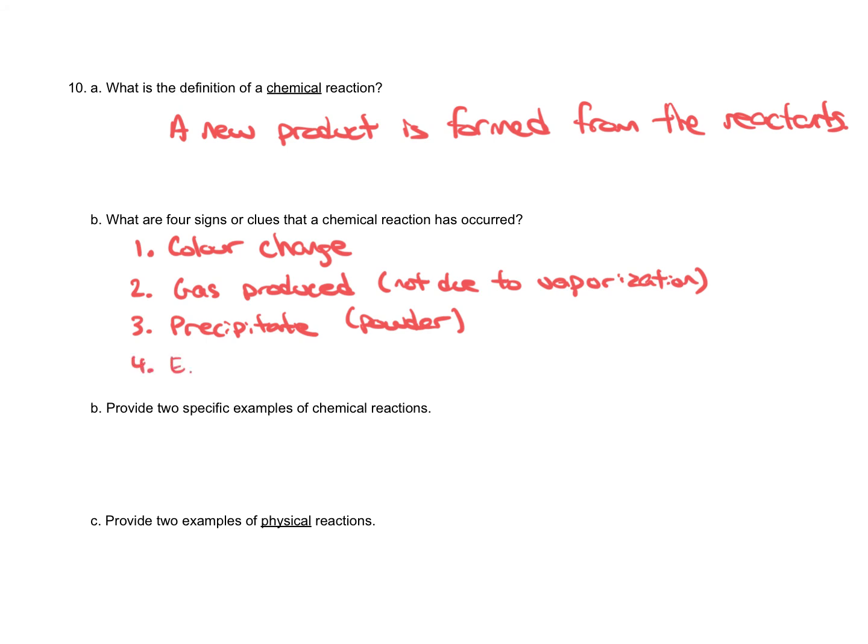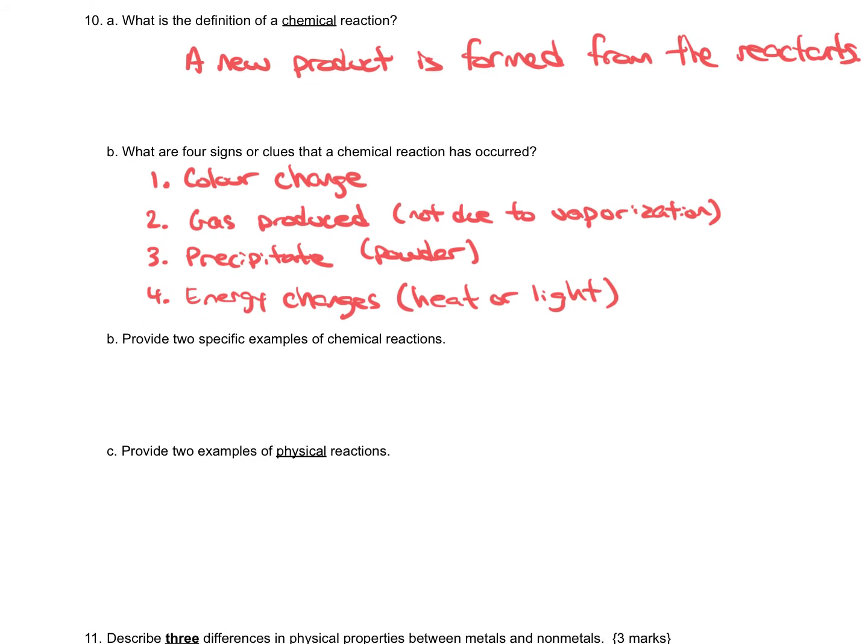And the last one, I'm going to call energy changes. So I'm talking about heat or light. So if something starts glowing, there's a sign of a chemical reaction. That can be like a glow stick or a flare. Or if heat is being produced, that's a chemical reaction as well. That can be something burning.